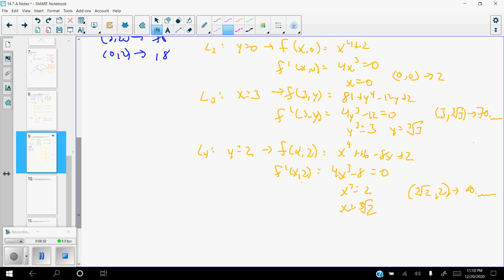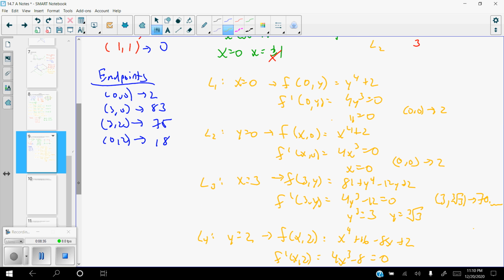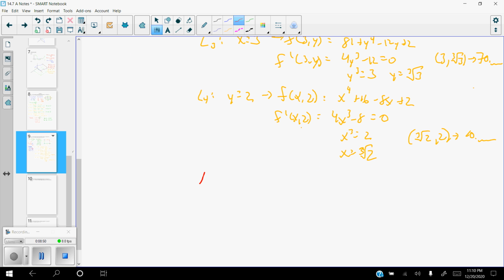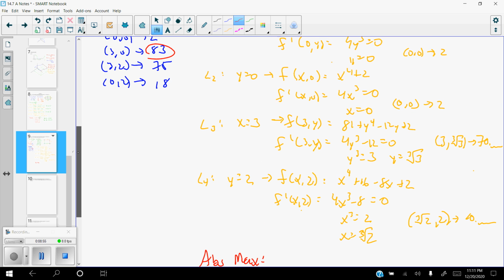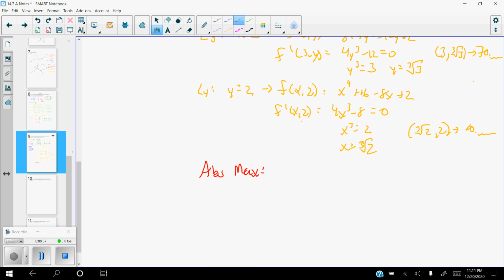So then we just go back up and find all of our values. So the highest value was definitely 83. And the lowest value here looks like it was 0. So our absolute max was 83 and the absolute min occurred at (1, 1).